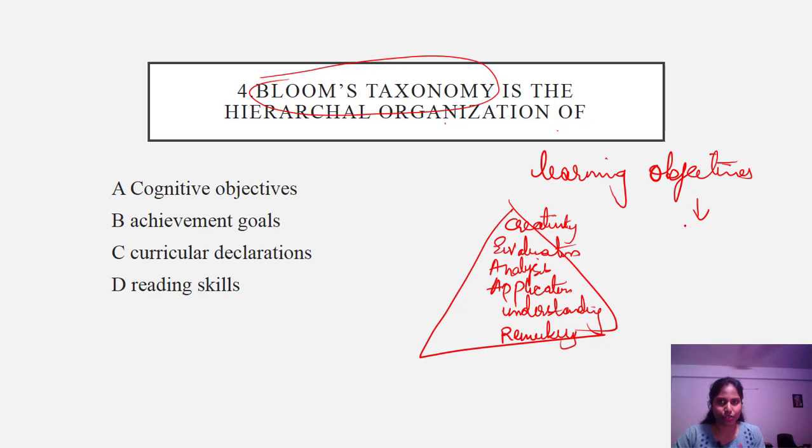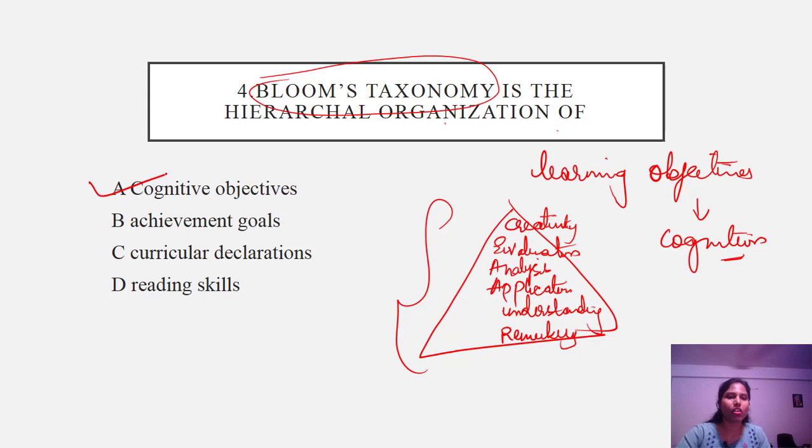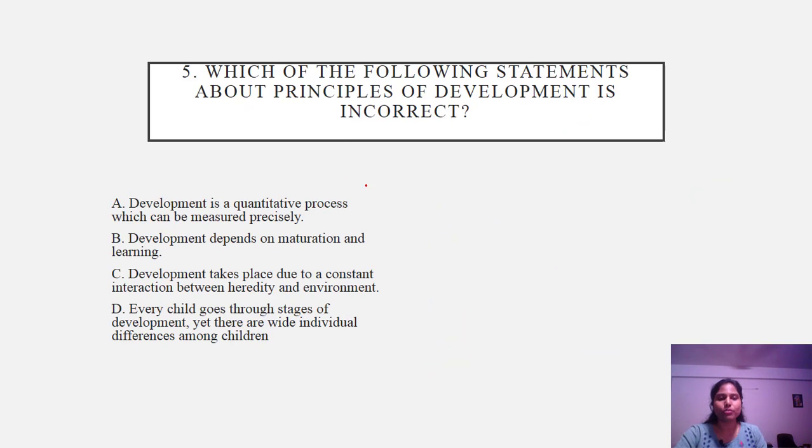So this is actually based upon the cognition. Cognition means the activity of our brain, how a person thinks. This is nothing but cognition. So all these objectives would come under the cognition. So they are cognitive objectives. Bloom's taxonomy is the hierarchical organization of cognitive objectives.